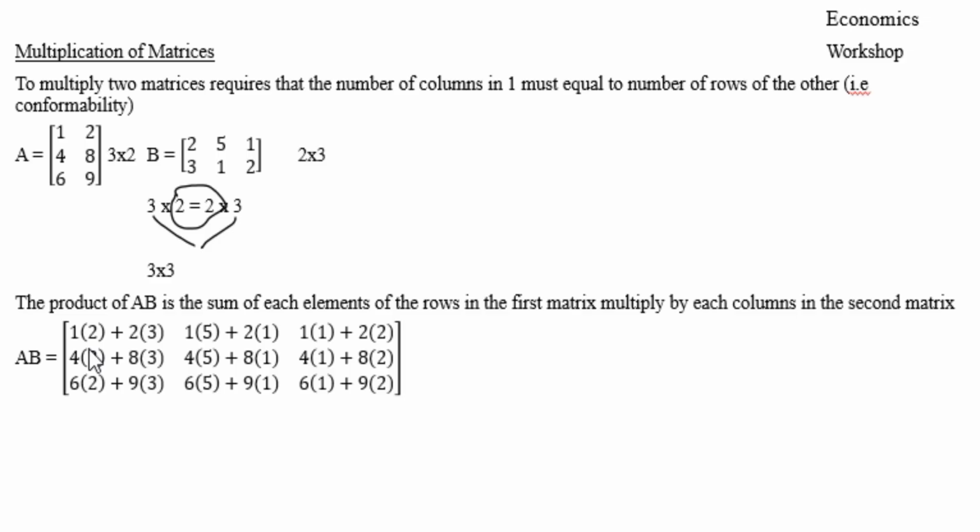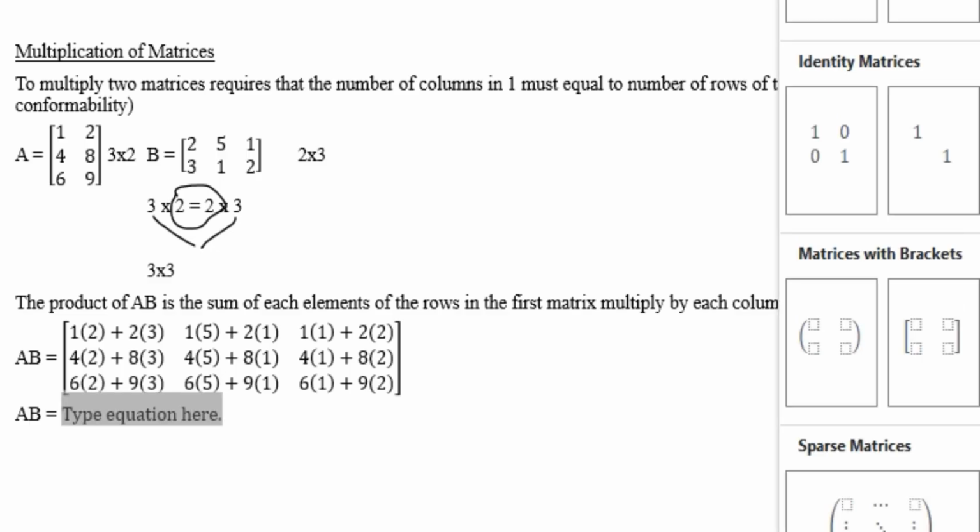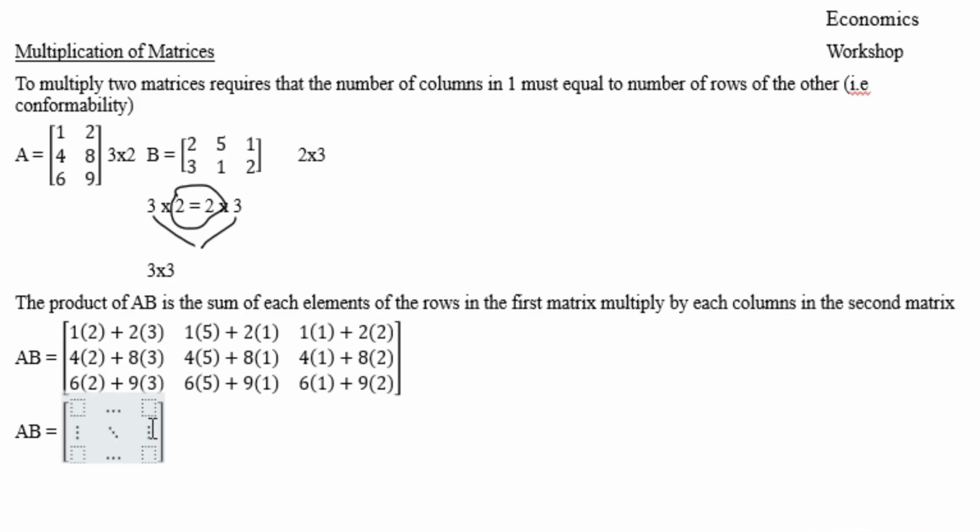Therefore, AB equals, when we evaluate the first one, we have 2 plus 6. Next is 5 plus 2. We have 1 plus 4. We have 8 plus 24.